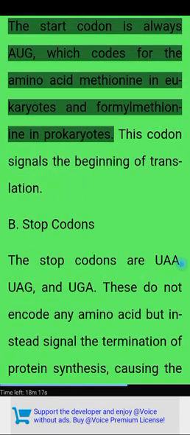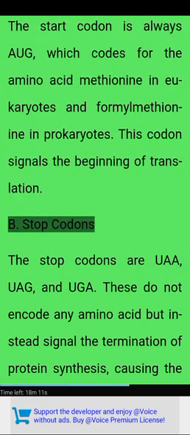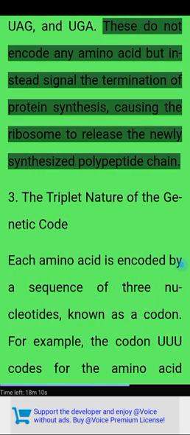A. Start codon. The start codon is always AUG, which codes for the amino acid methionine in eukaryotes and formyl methionine in prokaryotes. This codon signals the beginning of translation. B. Stop codons. The stop codons are UAA, UAG, and UGA. These do not encode any amino acid but instead signal the termination of protein synthesis, causing the ribosome to release the newly synthesized polypeptide chain.